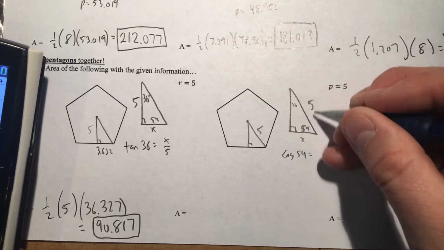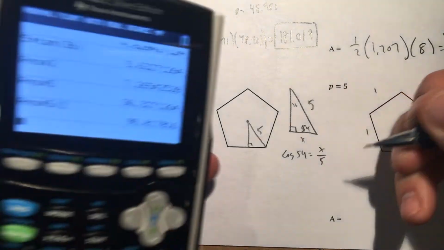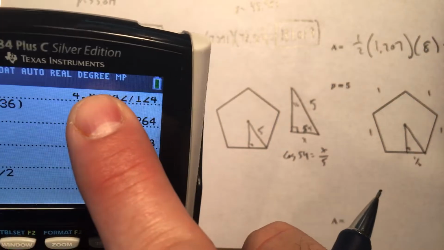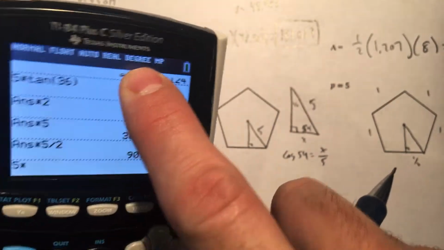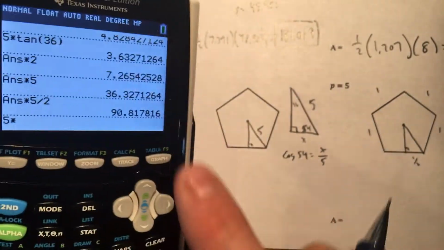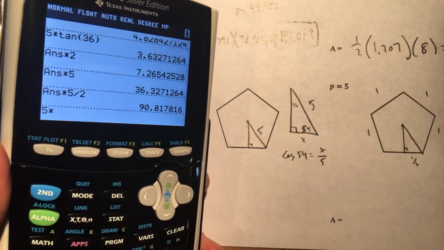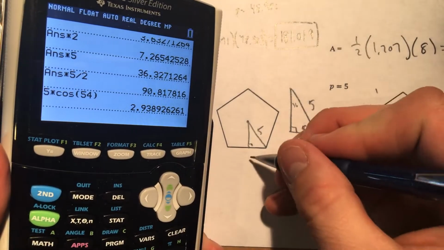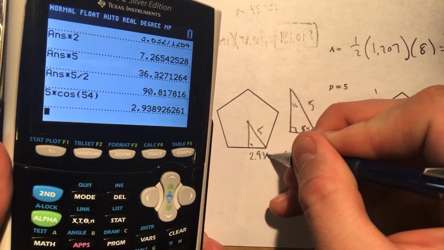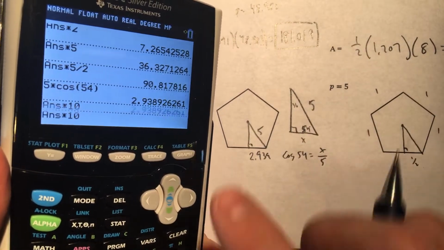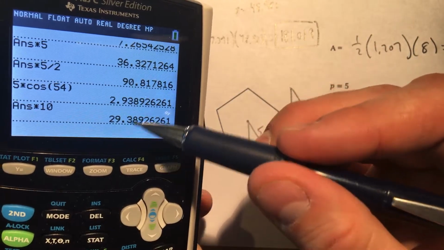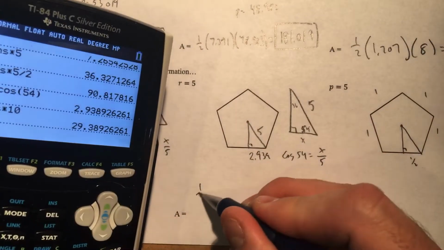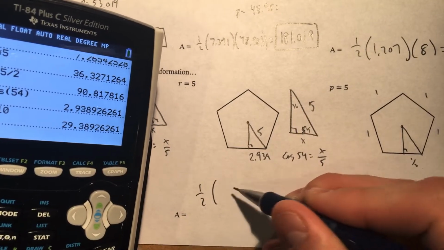Cosine of 54 is adjacent over hypotenuse. I'm going to go 5 times the cosine of 54. Mr. Mac, why are all my answers wrong? You were in degree mode. 5 times the cosine of 54. Hey-oh, 2.939. Let's multiply that by 10, which is kind of silly. I could have just moved the decimal place over 1. Well, it's fine. So now I'm going to go 1/2 times the, oh, nuts.